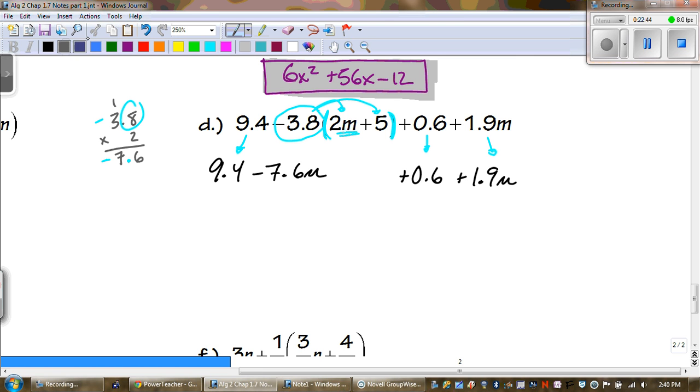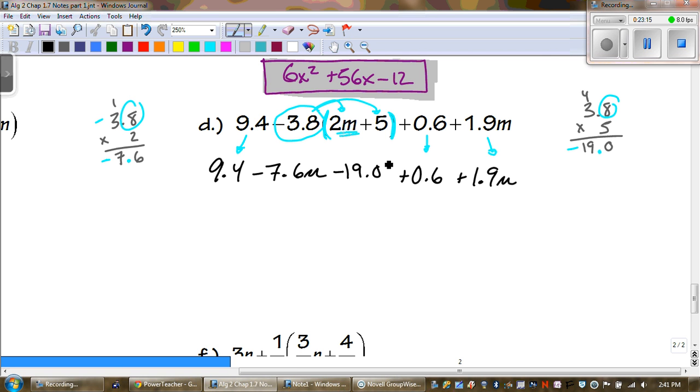Okay? And then we also have to do -3.8 times 5. 5 times 8 is 40. 3 times 5 is 15. Plus the 4 is where we get 19. One number behind the decimal, and once again, it's negative. So we get -19. You can write the 0.0, you really don't need it.